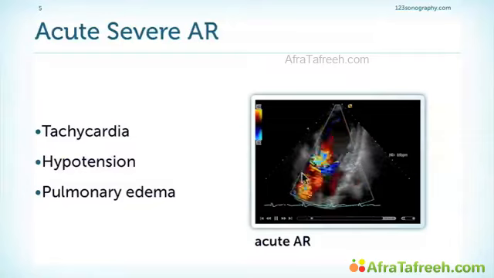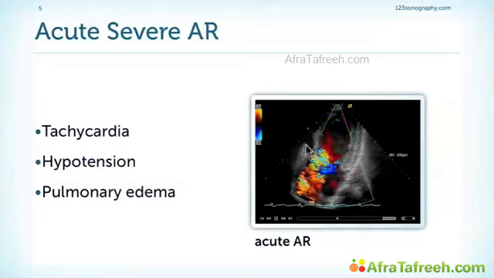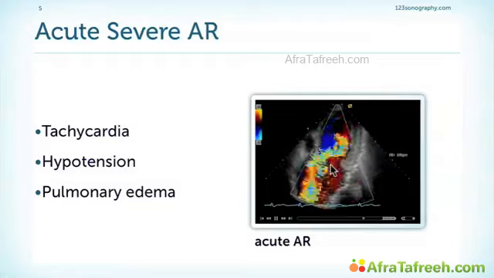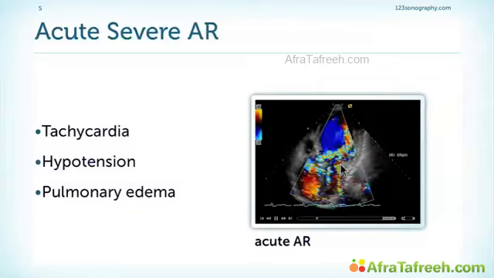They have tachycardia, simply because they have to sustain cardiac output. And this makes it sometimes difficult to quantify aortic regurgitation. They have hypotension, blood pressure drops, simply because they're in cardiogenic shock. And as already mentioned, they have pulmonary congestion and even pulmonary edema.